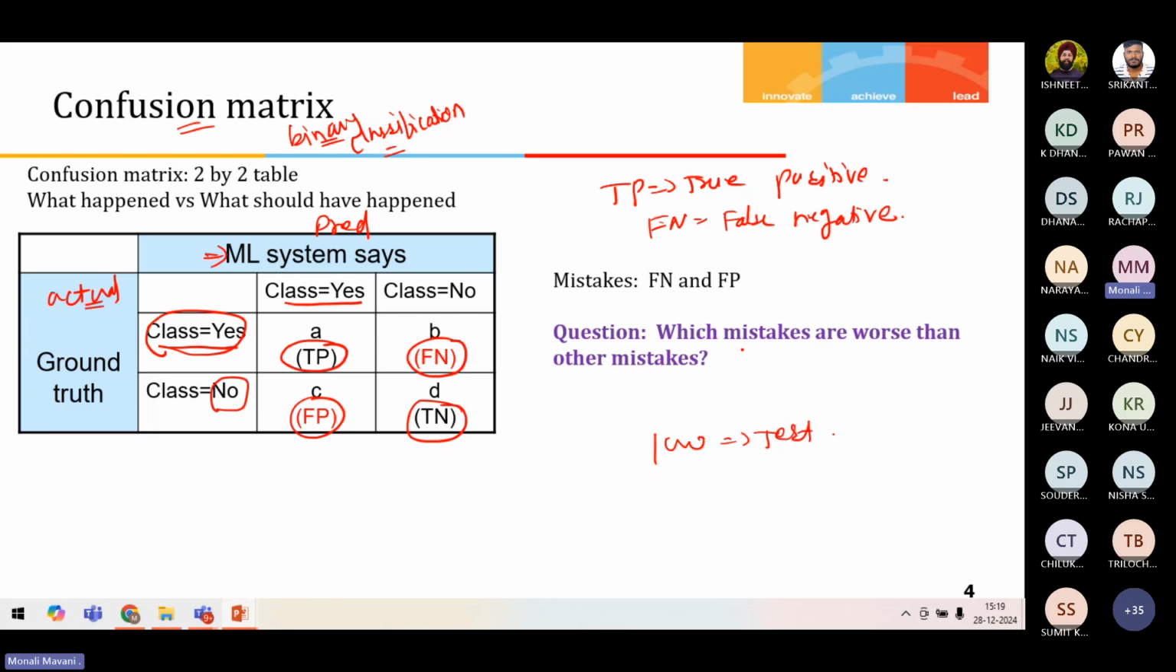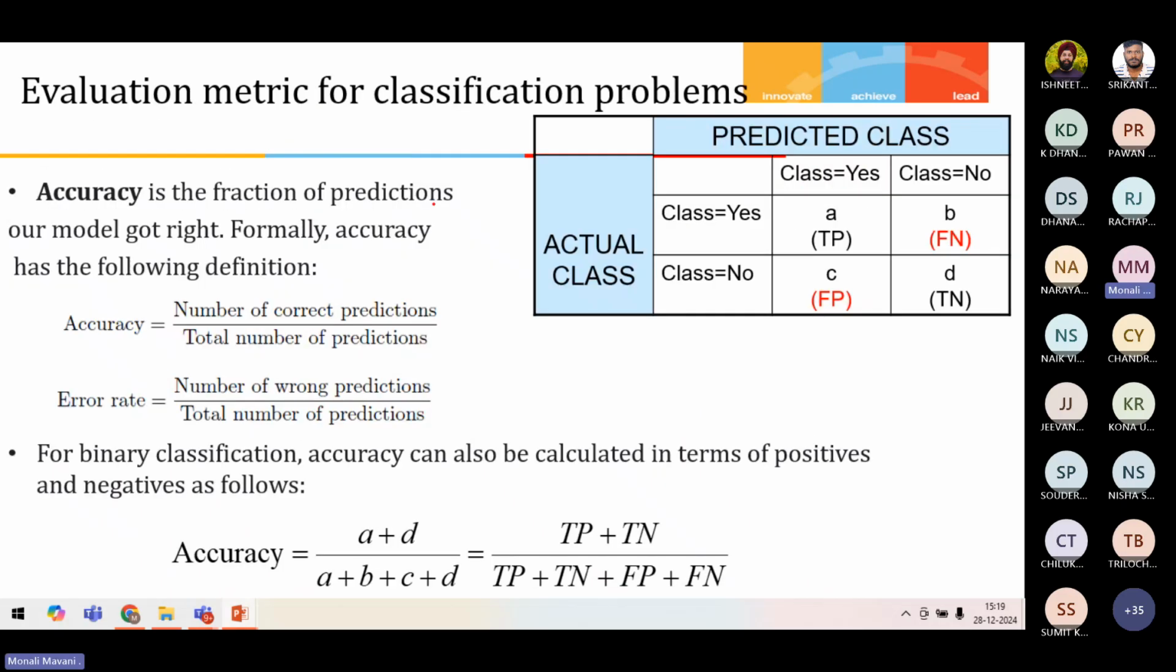If there are mistakes, if we get some numbers everywhere, which mistakes are worse than the other mistakes? In a real-world scenario, we won't get a perfectly balanced confusion matrix. So there are mistakes, and you have to decide which mistakes you are ready to accept and which you cannot accept. Based on that, you will pick the model. Assume you have developed many models and you are evaluating before you put them into deployment, which model should I choose?